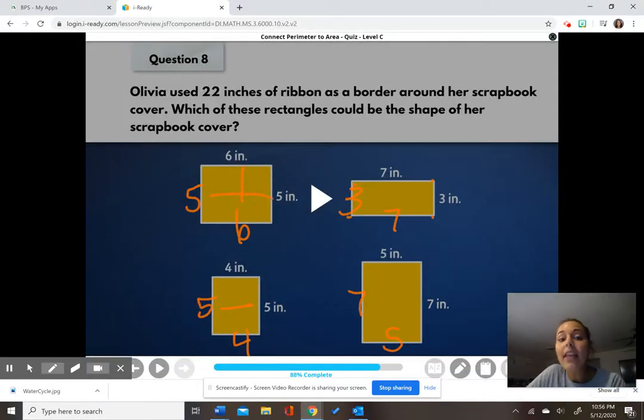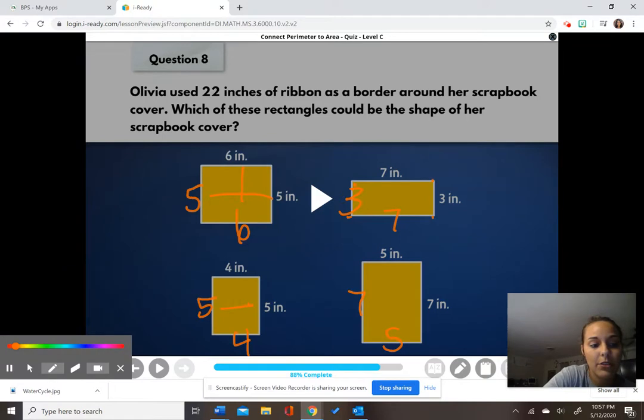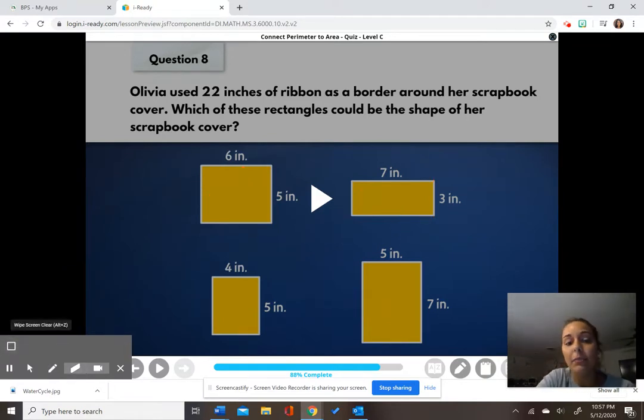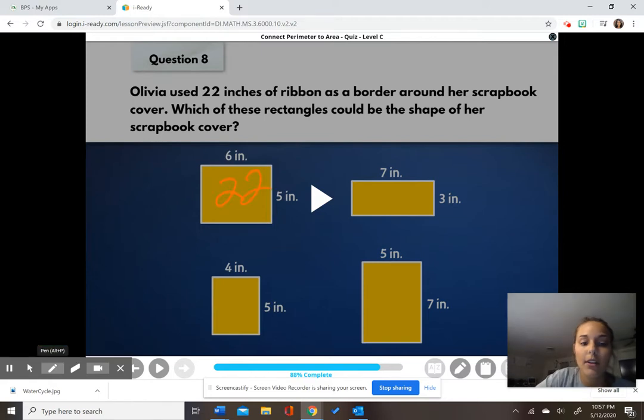So then you add up each one. So you add up the totals. 6 plus 5 plus 6 plus 5, that's 12 plus 10, which is 22. 22. You're going to go to the next one. 4 plus 4 plus 5 plus 5 is 18 total. So you're just going to compare all of the perimeters and see which one equals the 22 that it talked about, okay? And just make sure that there's not 2 answers because I only solved 2 for you.